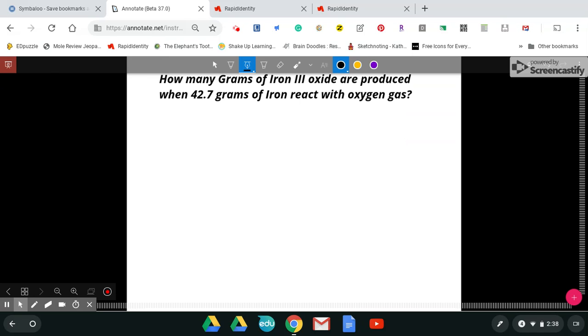It says how many grams of iron 3 oxide are produced when 42.7 grams of iron react with oxygen gas. So the very first thing you have to do is write a balanced equation. If you look, it says that iron is reacting with oxygen gas, and then we're producing this. So Fe plus O2 yields iron oxide. Now, is this a balanced equation?